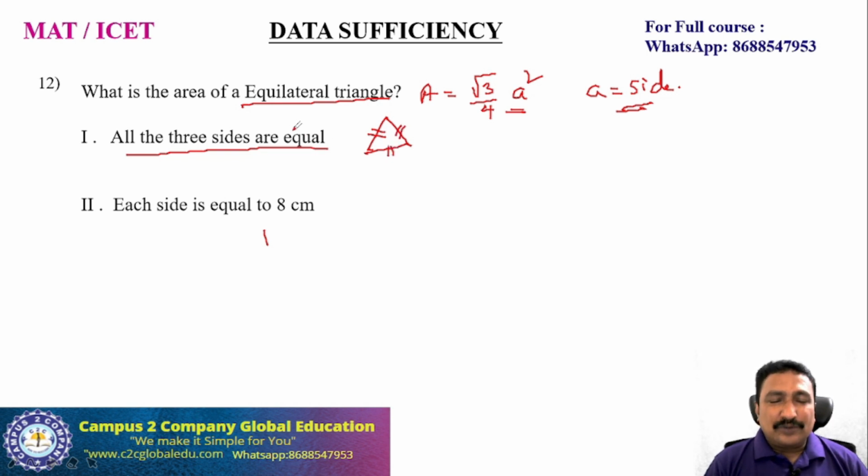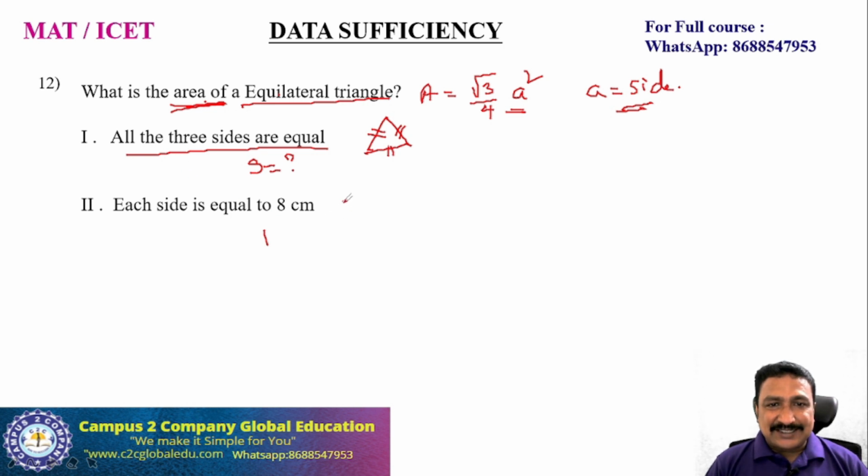But we don't know, but they are not asking whether it is an equilateral triangle or not. They are asking the area of the equilateral triangle. So we have to give the area. Right friends? So the first statement is not sufficient. Why? Because they are telling about the nature of the sides. Here all the sides are equal, but here we don't know what the side value is. So the first statement is not sufficient.